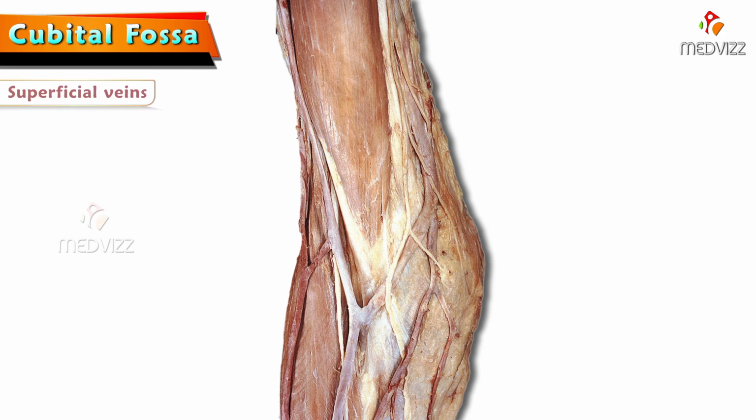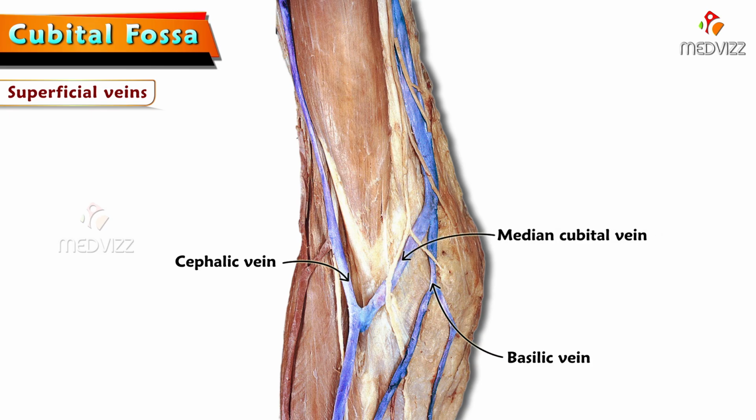Let's discuss some of the superficial veins. The cephalic vein is on the lateral aspect, and the basilic vein is seen on the medial aspect. These two veins are communicated by an obliquely running vein, the median cubital vein.